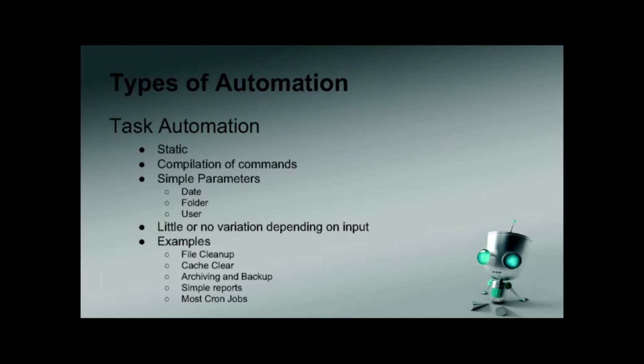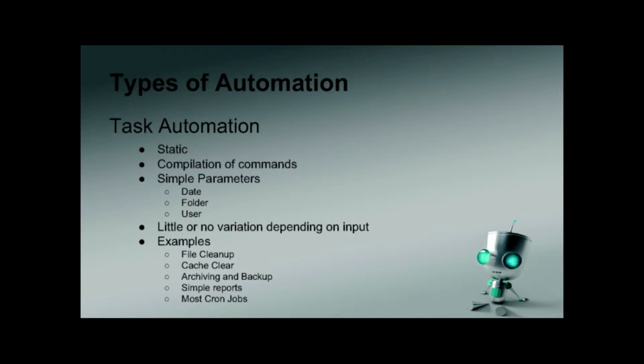The parameters tend to be real simple. They're a date, a folder, a user: do this task of this. Usually they don't have a whole lot of variation. They don't think much, they don't do a lot of work. These are file cleanup scripts, cache clearing, archiving and backup stuff, simple reports. Most of your cron jobs kind of fall into this category. This is your basic maintenance stuff.